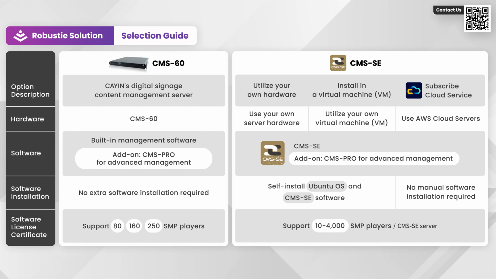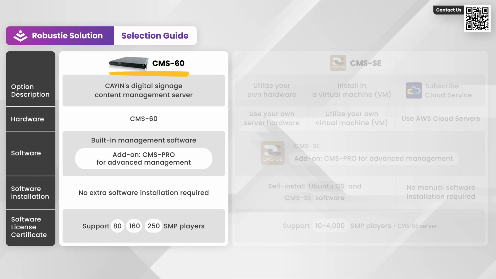In the Robusty Solution, various hardware and software combinations for CMS content management servers are available to choose from. Purchase KN CMS 60, the dedicated digital signage content management server. The product itself has included digital signage management software in professional 1U rack mountable server hardware. It provides three selections for supporting up to 80, 160, and 250 SMP players respectively.